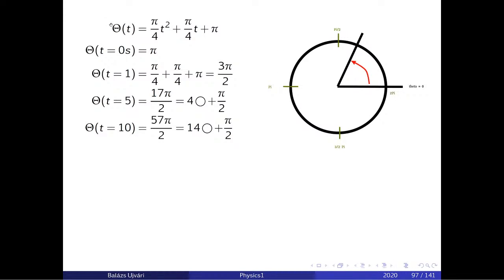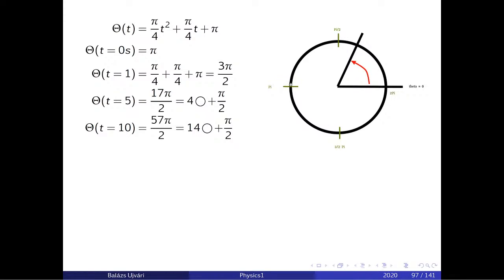Let's continue here. As in the test, I can give you instead of x(t), a theta(t). Theta(t) depends on time. If you differentiate it, you can have the omega. If you differentiate it again, you can have the beta, the angular acceleration. Small things. So for example, we can calculate theta at t equals 0. This is pi because these parts are 0. The only part which is non-zero at t equals 0 is the pi.